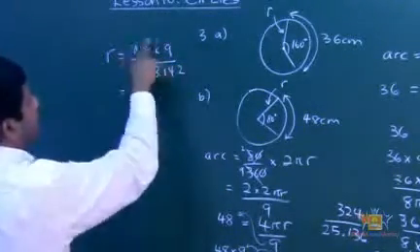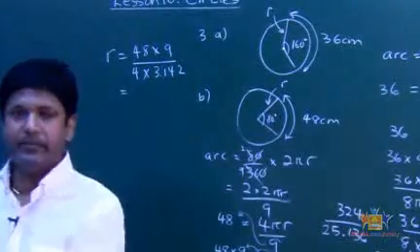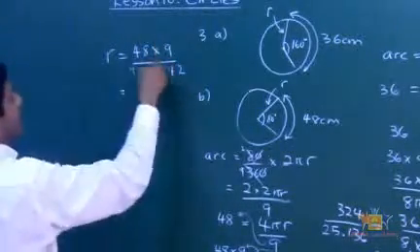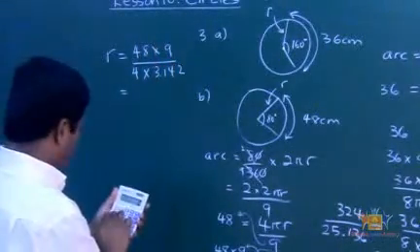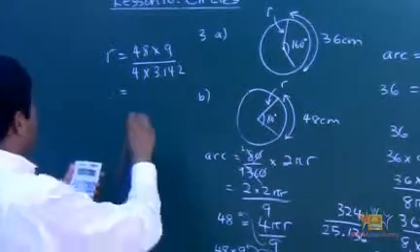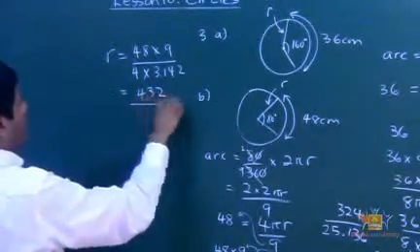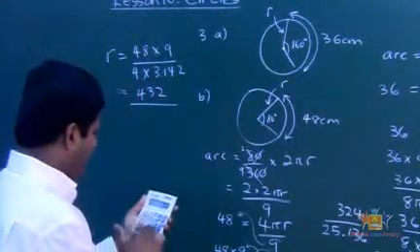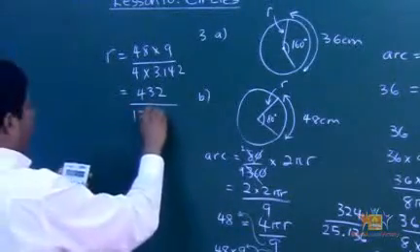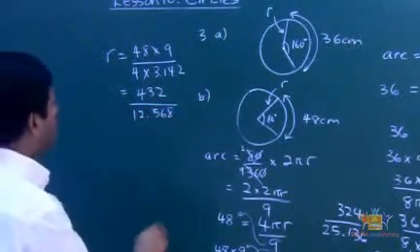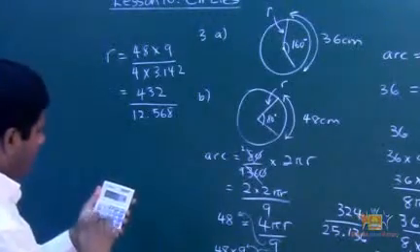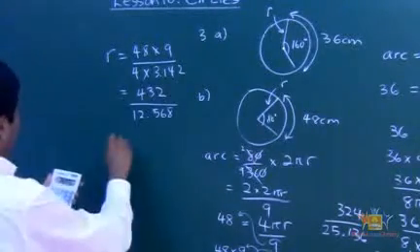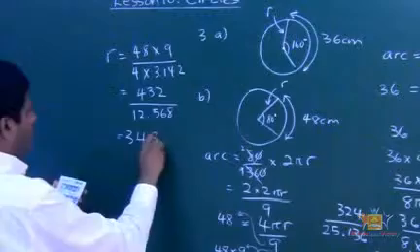We're going to solve this first. We're going to multiply 48 by 9 first. Because we are using a basic calculator, you've got to do it separately. You do this first, then this, and then you divide. So 48 times 9 gives me 432 over 4 times 3.142. 4 times 3.142 gives me 12.568. Now I'm going to divide: 432 divided by 12.568 gives me 34.373.